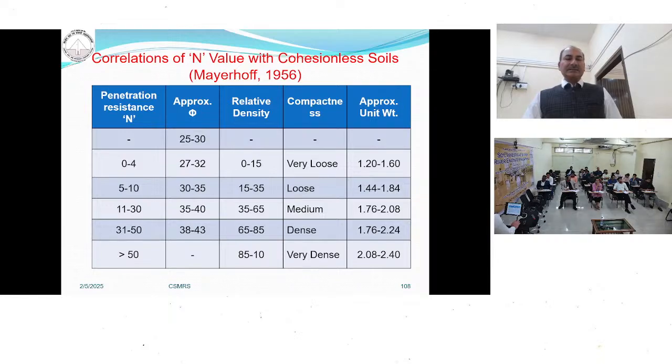This is the correlation given by Meyerhof. According to him, if the N value is less than 4, it is a very loose strata; 5 to 10 is loose, 11 to 30 medium, 31 to 50 dense, and more than 50 very dense. These are the relative densities, from 0 to 15 up to 85 to 100, depending upon your strata. So on the basis of the N values, we can say whether it is a compacted strata, a loose strata, or what kind of strata it is. This is regarding the sandy strata.